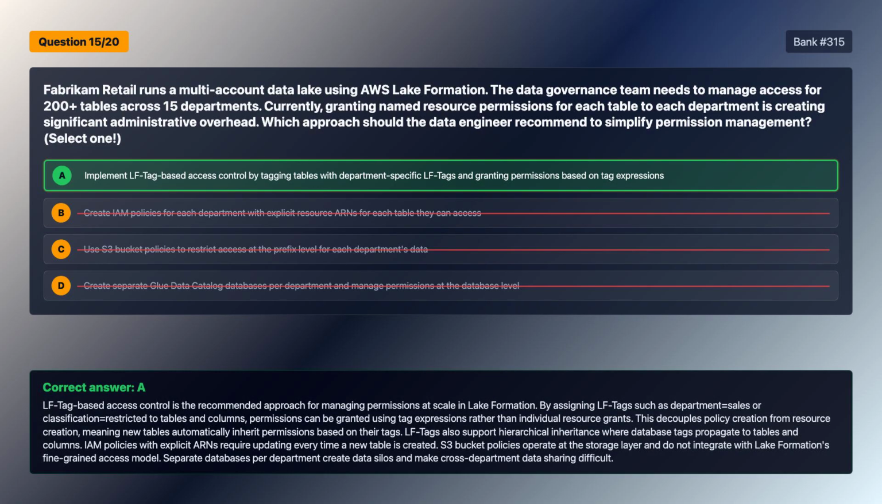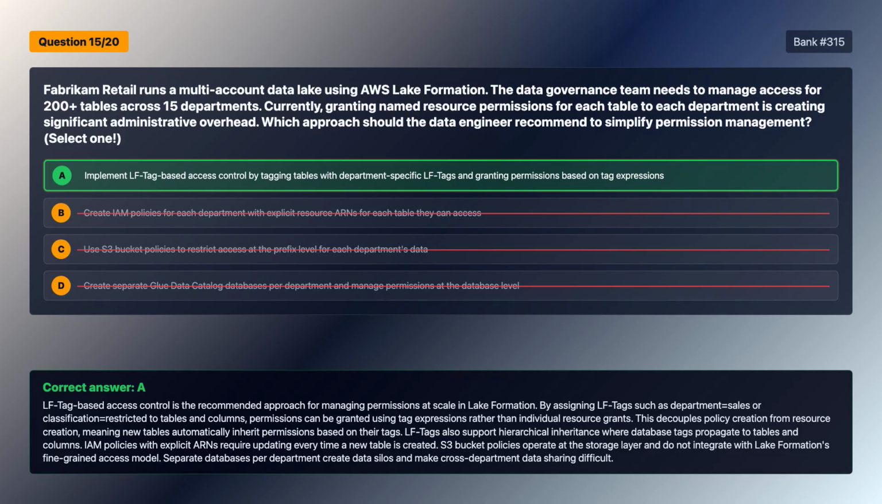The correct answer is option A. LF-tag-based access control is the recommended approach for managing permissions at scale in Lake Formation. By assigning LF-tags such as department equals sales or classification equals restricted to tables and columns, permissions can be granted using tag expressions rather than individual resource grants. This decouples policy creation from resource creation, meaning new tables automatically inherit permissions based on their tags. LF-tags also support hierarchical inheritance, where database tags propagate to tables and columns.